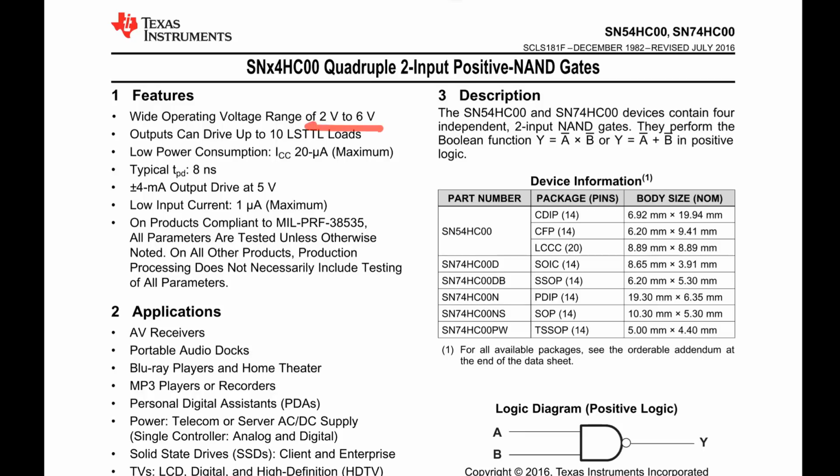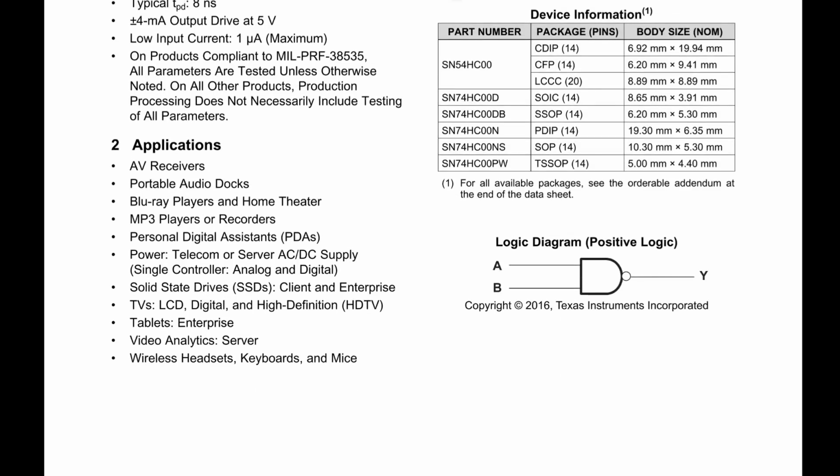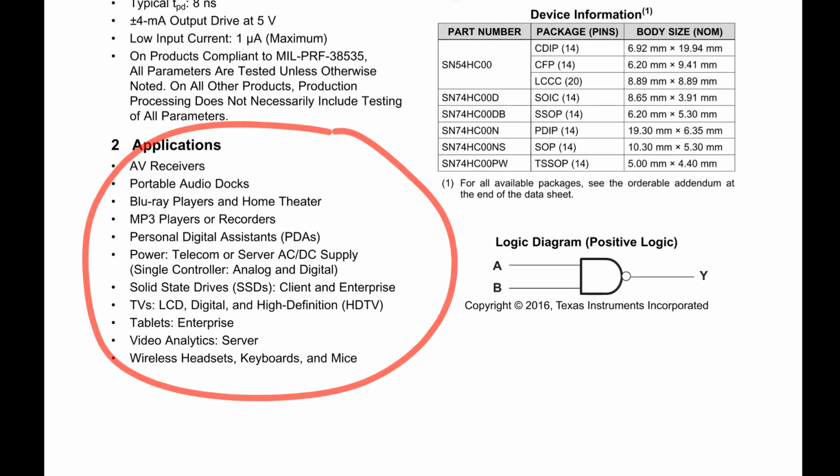It can tell you the typical operating voltage from 2 volts to 6 volts, for example. The typical propagation delay, which is tPD there. The output drive capability, but there's a trap in that one, which we'll take a look at potentially. And classic applications here in data sheets.